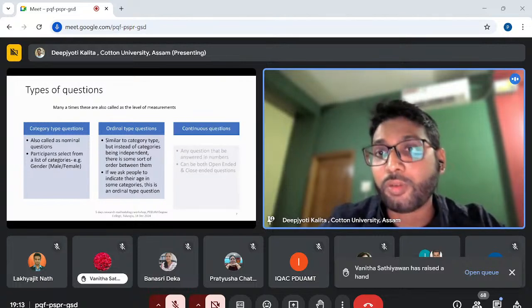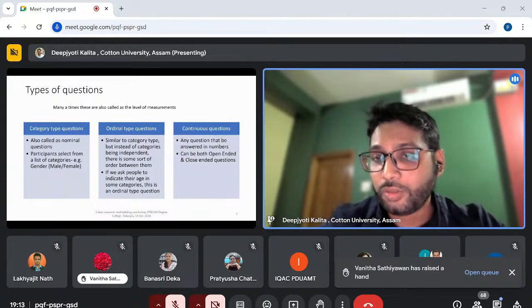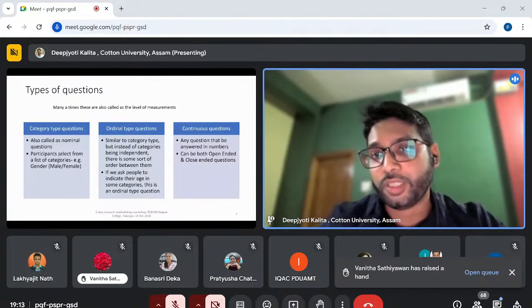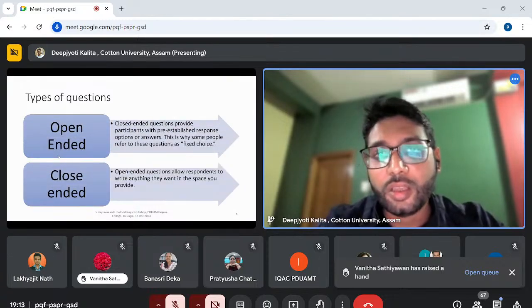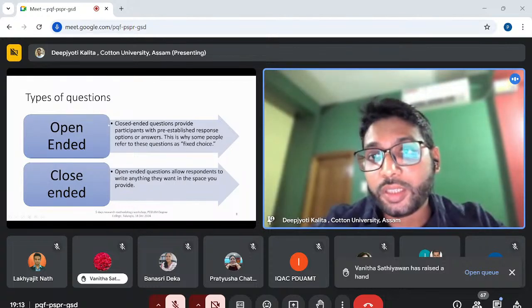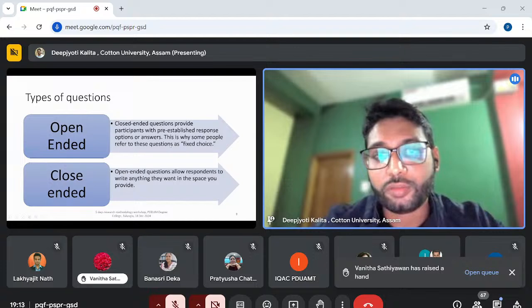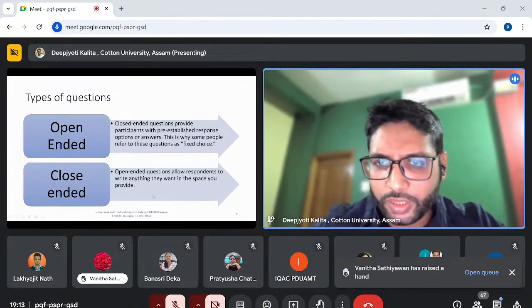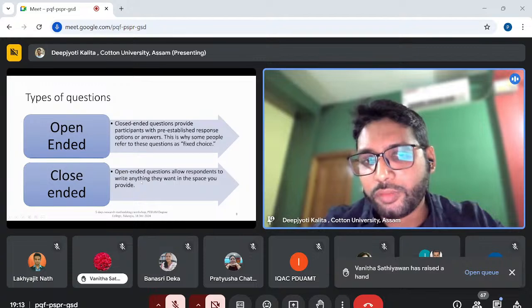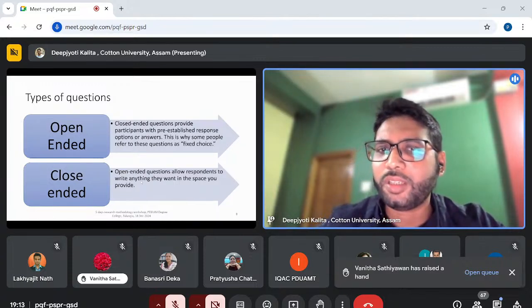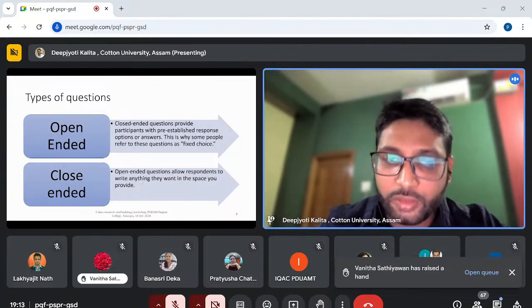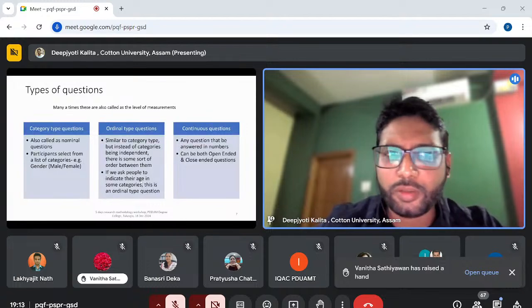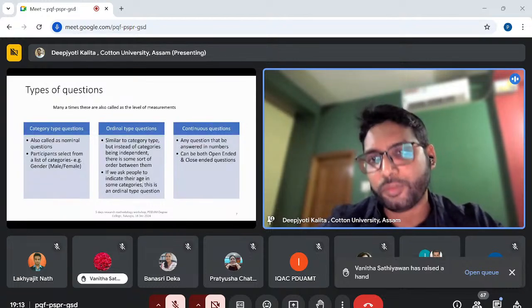And last we have our continuous questions. That means questions which are essential for your objectives. And it can be both open and close-ended. Close-ended questions provide participants with options to answer, and open-ended questions let them give a response about what they think. Again, open-ended and close-ended both can be part of these categorical, ordinal, or continuous types of questions.